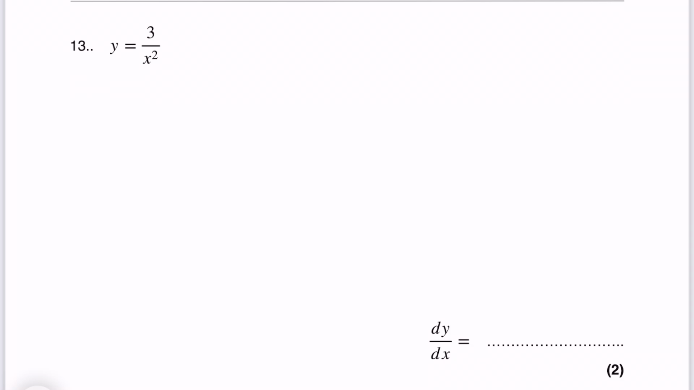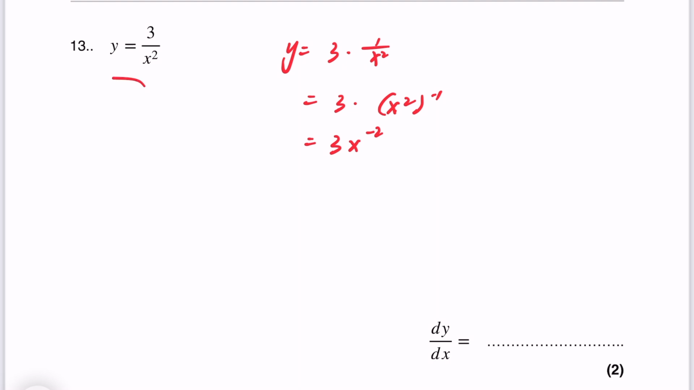For question 13, not only do we have a fraction, but also the x squared is in the denominator. My suggestion is exactly the same as before. Let's try to convert it into something that we are familiar with. But how do we do that? Well, don't worry, let me show you guys step by step. y equals 3 times 1 over x squared, which we can then convert into 3 times x squared to the power of minus 1, which equals 3x to the power of minus 2. Now that we have converted it into the form that we are familiar with, let's do the differentiation.